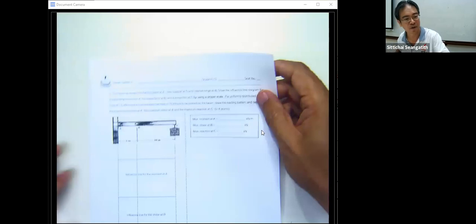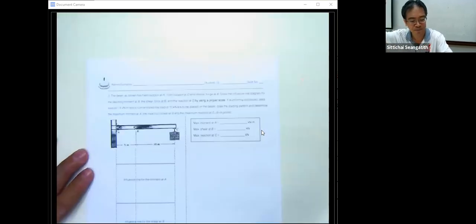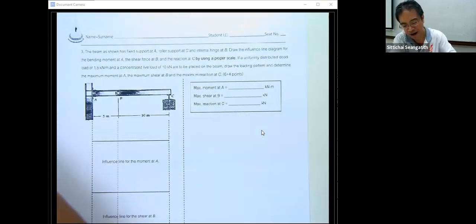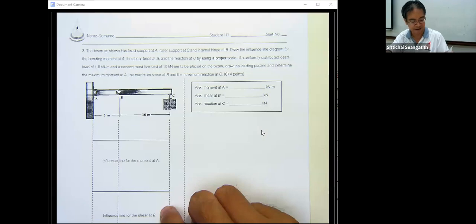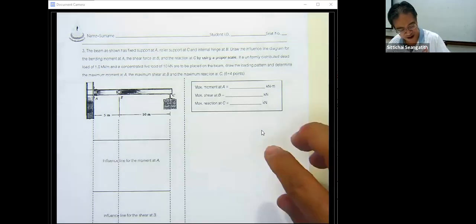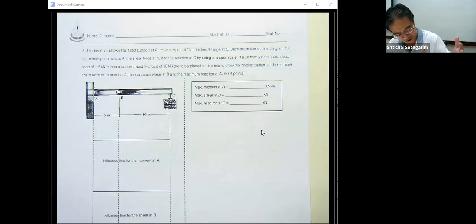Let me come to this problem again. There is a beam, and for this beam we made a lot of influence line diagrams. Actually it is not just for the moment at A, shear at B, reaction at C. Let me go a little bit further, by drawing the influence line of reaction first, and then going to find the influence line of shear force, and then going to find the influence line of moment.